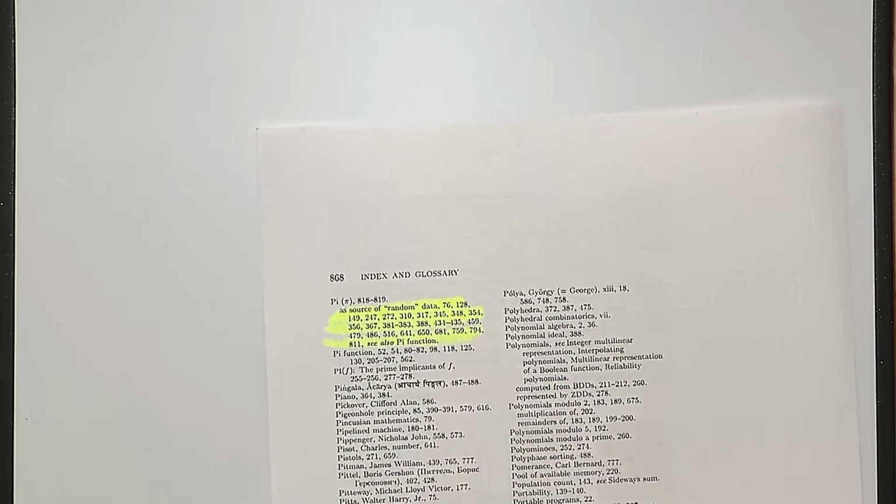But okay, so then if you look at those pages, you'll see various ways that pi snuck in, and I want to show you now one of the more unusual ones in volume 4A. This is on page 98.